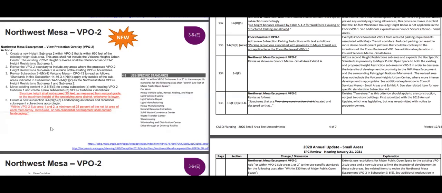The revised area does not include Volcano Heights Urban Center, where more intense development is appropriate. See additional explanation in the Council Services memo. There are also related changes in the use-specific standards in subsection 4.3. So these changes would create a new height sub-area 2 within the VPO2 that extends 660 feet beyond the existing height sub-area.